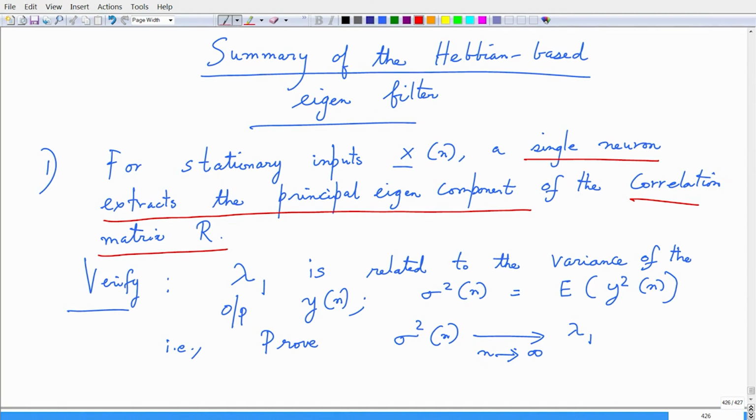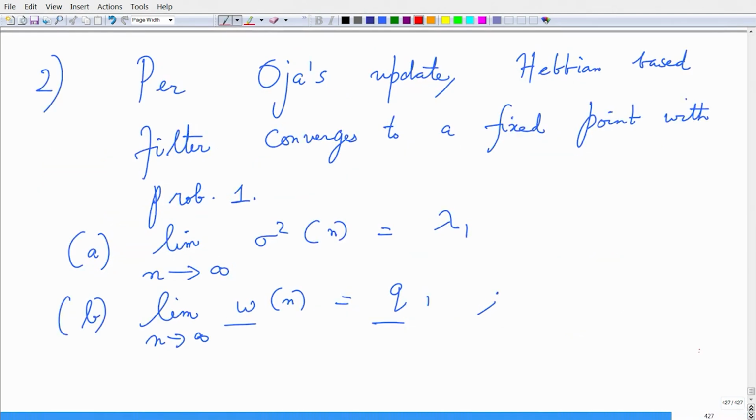So, sigma square n as n goes to infinity heads to lambda 1, where sigma square n is basically the variance of the output yn, which is your output. Okay. And if you recall, output is basically linked with the input and the weight vector, right. It is the inner product between the weight vector and the data vector, right. yn is a scalar, it is very important, and the expectation is over all realizations of the data vector, right, that is stochastic.